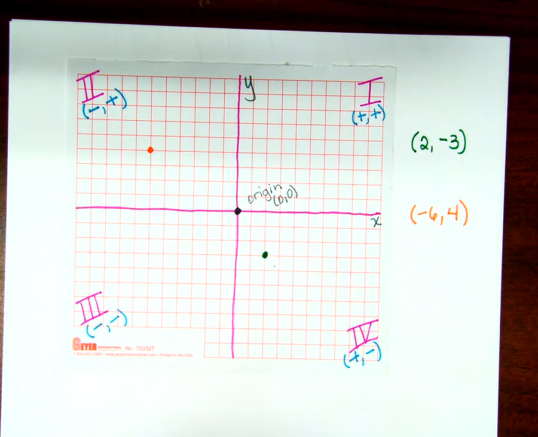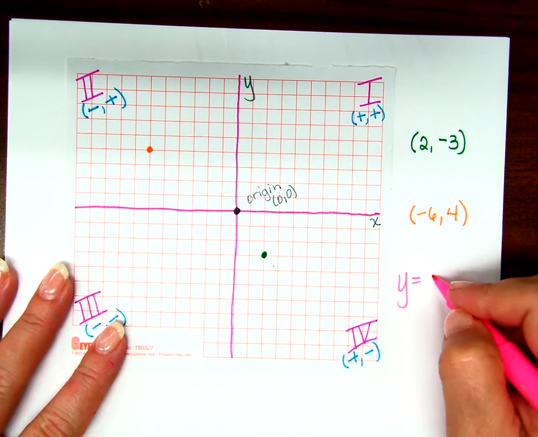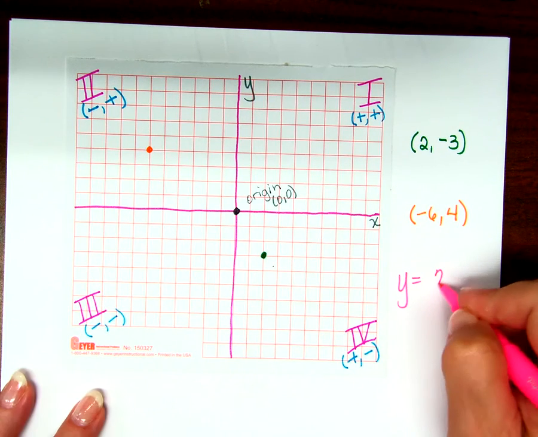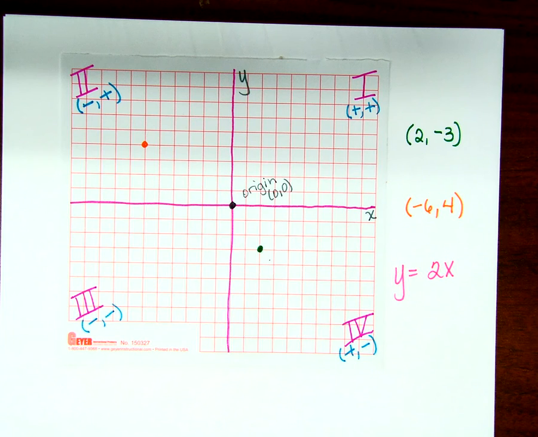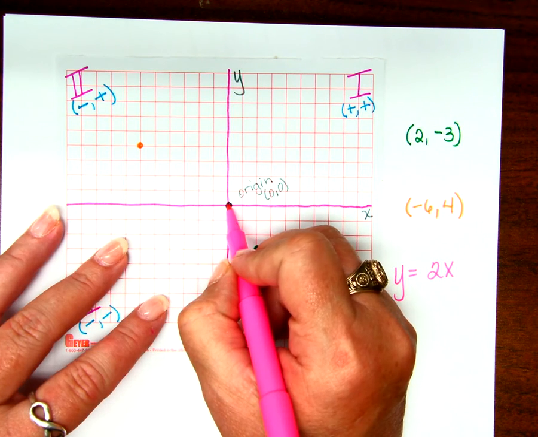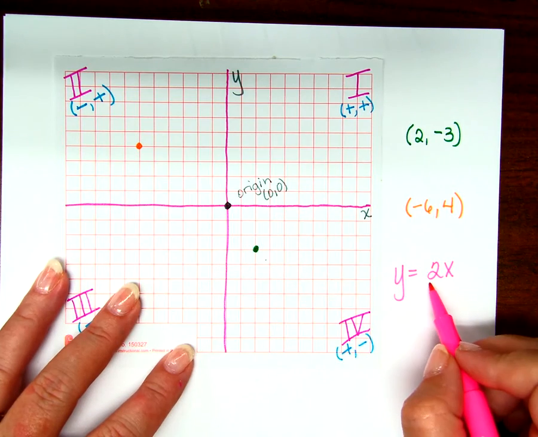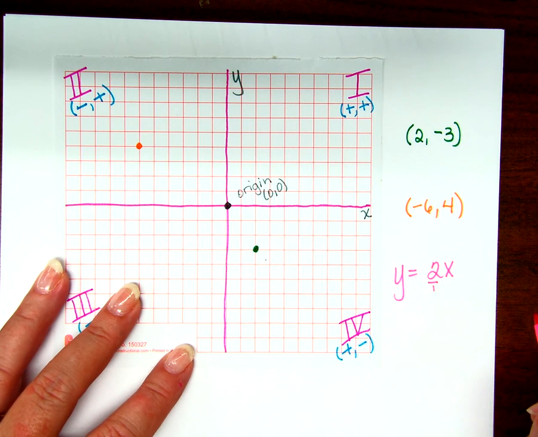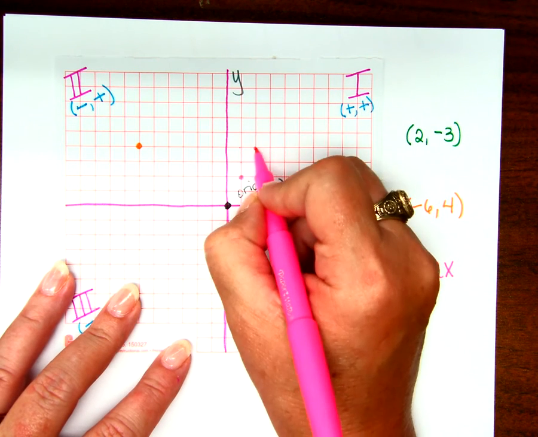What if I asked you to graph the line y equals 2x? Could you graph that line? How would you graph that line? There's no y-intercept, so we would start at the origin. From the origin, where would we go? So 2 over 1, the slope is 2 over 1. So from the origin, I'd rise 2, run 1, rise 2, run 1, and so on.